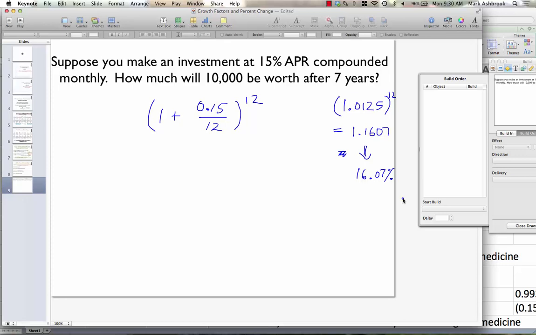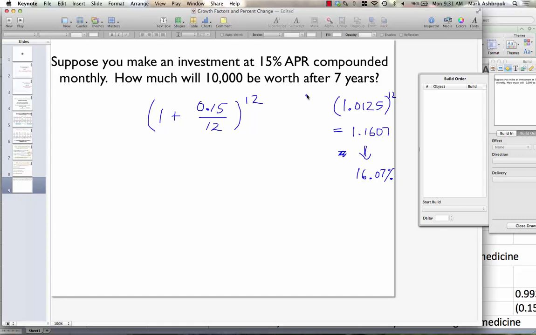Okay? But if we want to know how much 10,000 is worth after 7 years, what are we going to use? We're going to use this, the 1.1607, right? Because that's the growth factor per year. So that's what this is right here. That's that 1 year growth factor. So how are we going to get how much that's worth after 7 years?